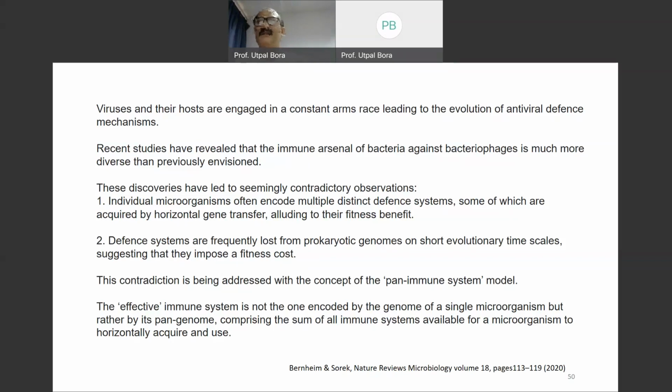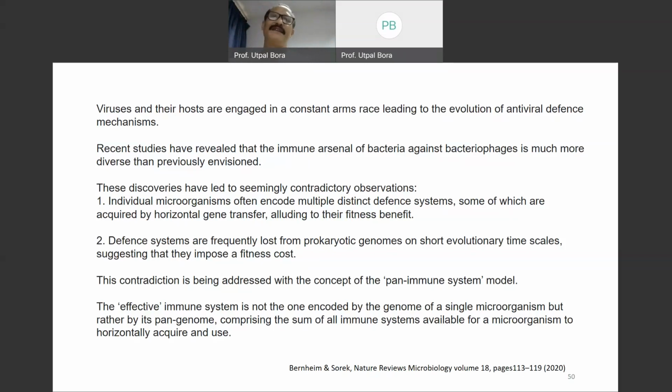Why will they incur this fitness cost? Okay, so this contradiction is kind of addressed with the concept of the pan-immune system model. This is something very, very interesting. I will just briefly discuss it before we come to a conclusion of today's lectures.